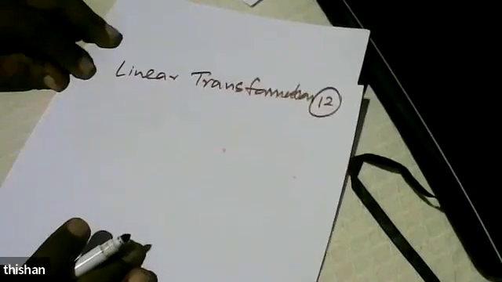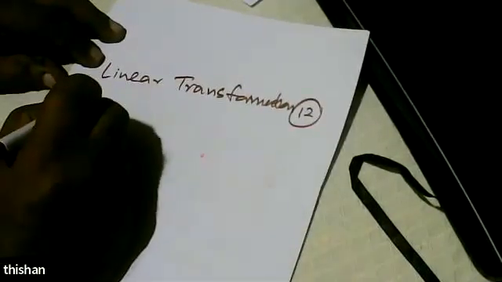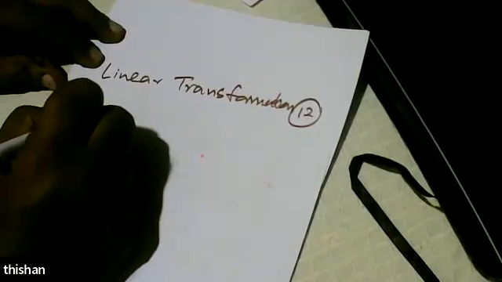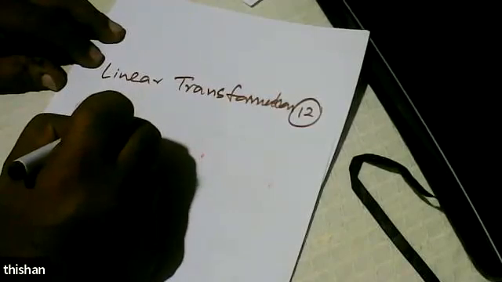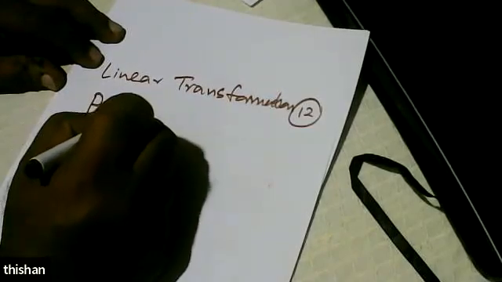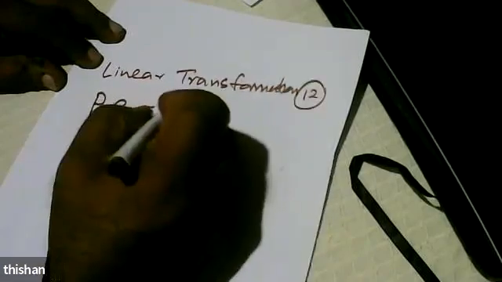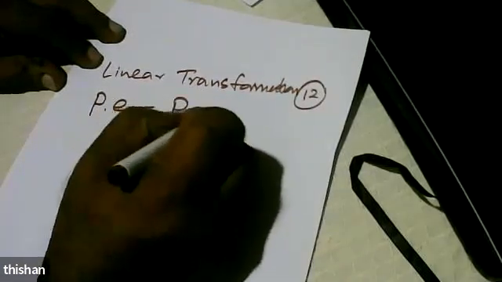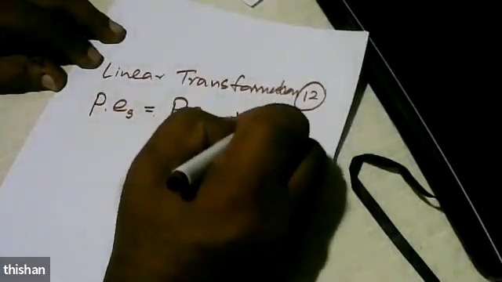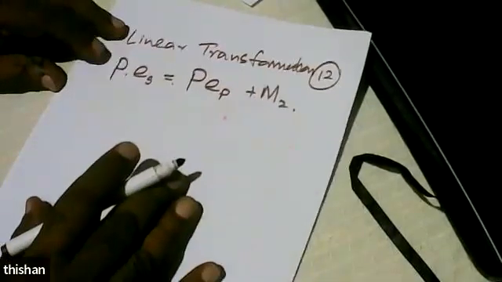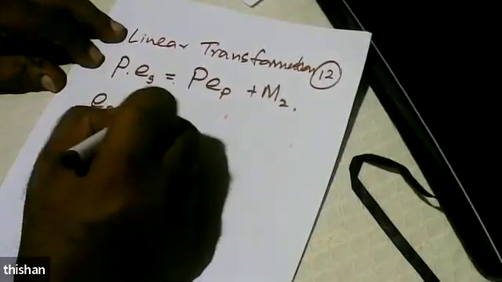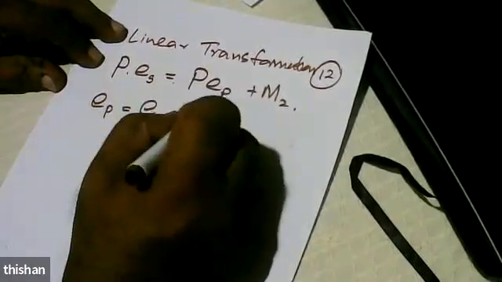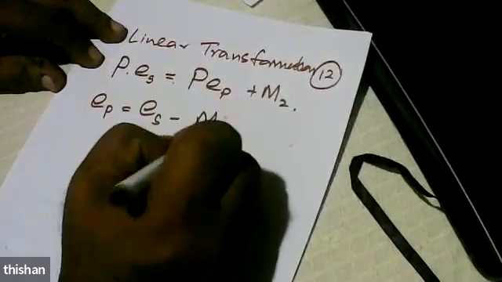And in linear transformation, you see, P times ES is equal to P times EP plus M2. So then it says EP is equal to ES minus M2 over P.